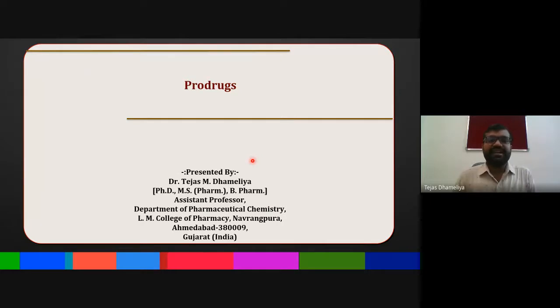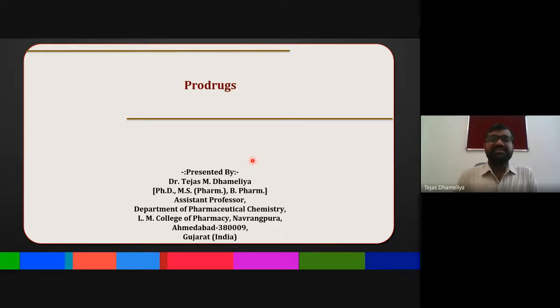However, once they enter the body, they will be metabolized, and these metabolic reactions can be of several types. Let us say oxidation, reduction, hydrolysis, or some kind of acetylation or whatever. By this kind of mechanism, or some other metabolism, they become active. And once they become active, they possess therapeutic action, the pharmacological action.